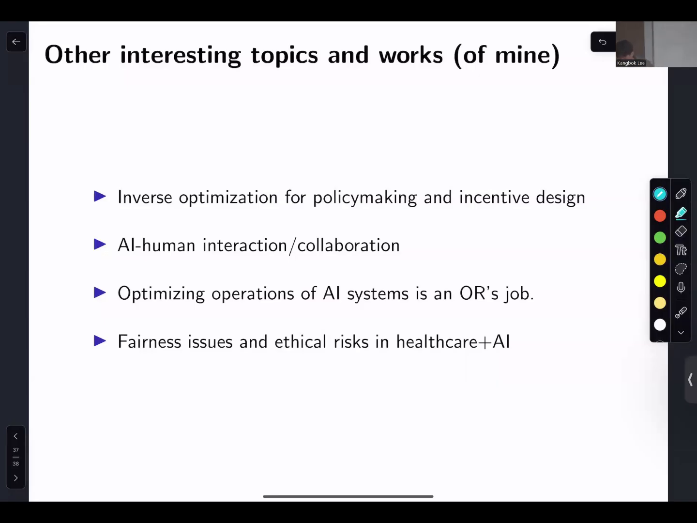And also there are fairness issues and ethical risks in healthcare and AI that I am very much interested in. Fair access to care. This is a topic that I've recently been very focused on, and that can be addressed with the help of AI. Think about patients or people who live in a remote area in Korea who have few hospitals nearby. How do we help them? They have very limited access to care. Can we solve some kind of optimization problem, facility location or logistics, to better reach out to them more efficiently? These are the types of questions that I'm very much interested in.